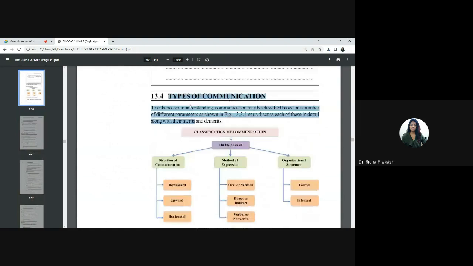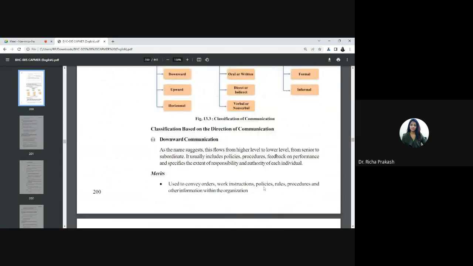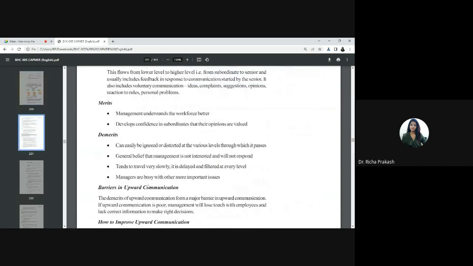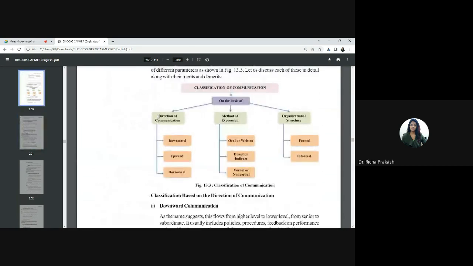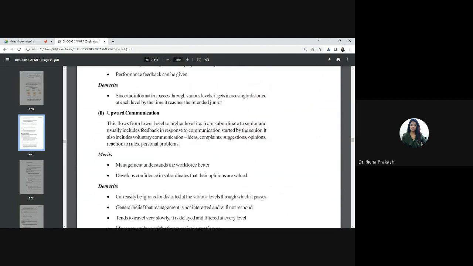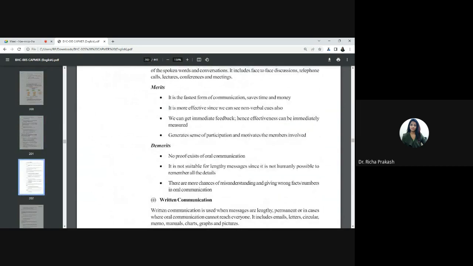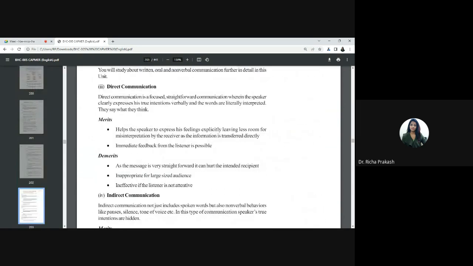अगर ये मैं आपको 10 या 20 मार्क्स में देती हूँ तो ऑफ कोर्स ये फ्लो चार्ट बनाना और each and every one of them को describe करना is important. अगर मैं बोलती हूँ 5 मार्क्स के क्वेश्चन में कि just describe the direction of communication with the help of examples, what you will do, you'll describe the direction of communication downward with merits demerits, upward with merits demerits, and horizontal with merits demerits. So that will be maybe a short answer type question.